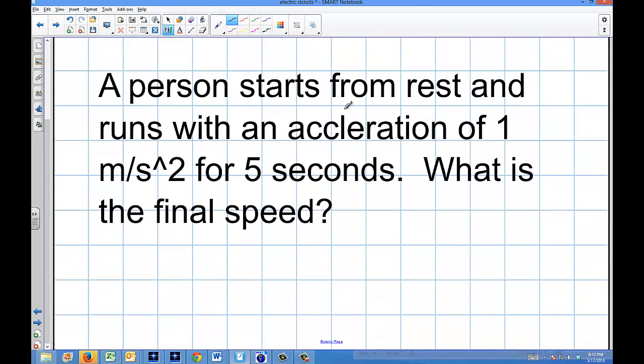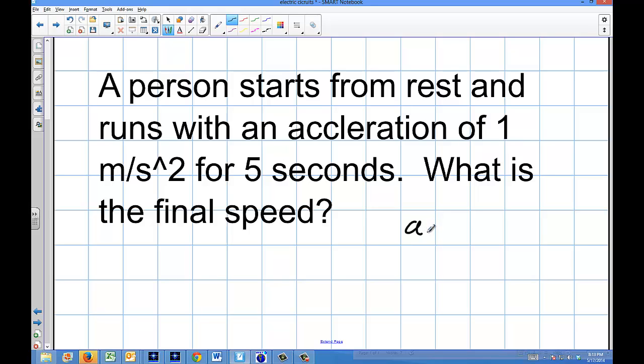So a person starts from rest and runs with an acceleration of 1 meter per second squared for 5 seconds. What is the final speed? Well, let's take a look here. Could a person really run that fast? We'll see. So I have the kinematics variables here.